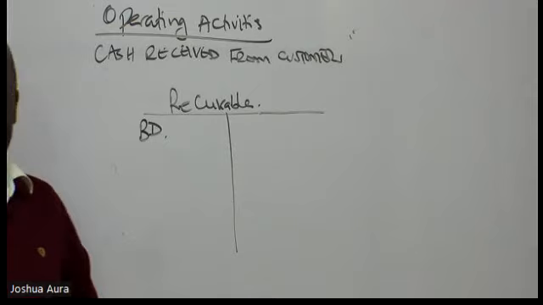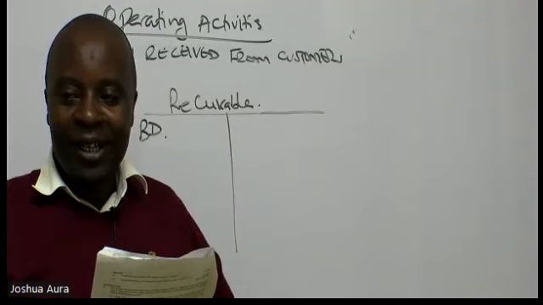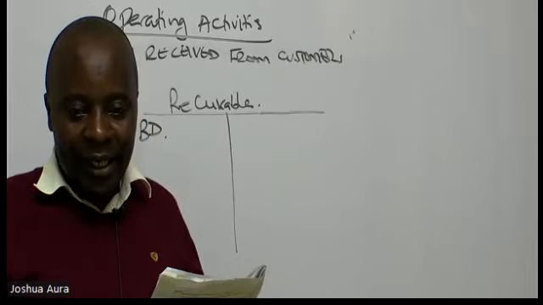Are you guys able to see the balance that was brought down? Balance brought down of receivables from 2016 to 2017. Are you able to see it under the current assets? 3120, isn't it? Thank you so much. So we have here 3120.